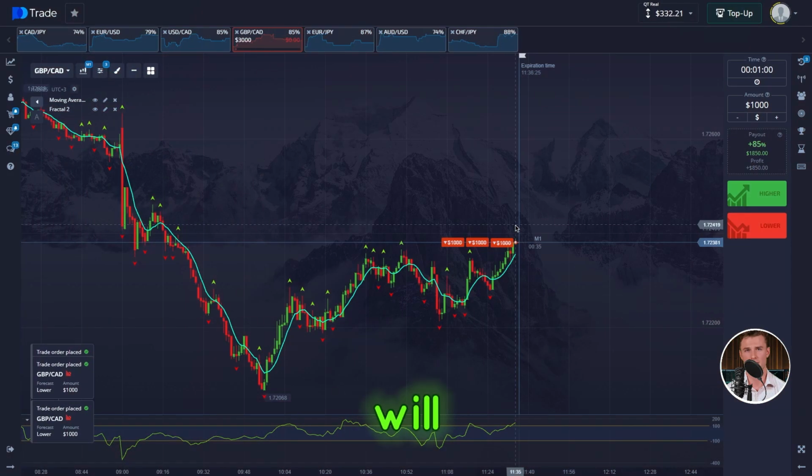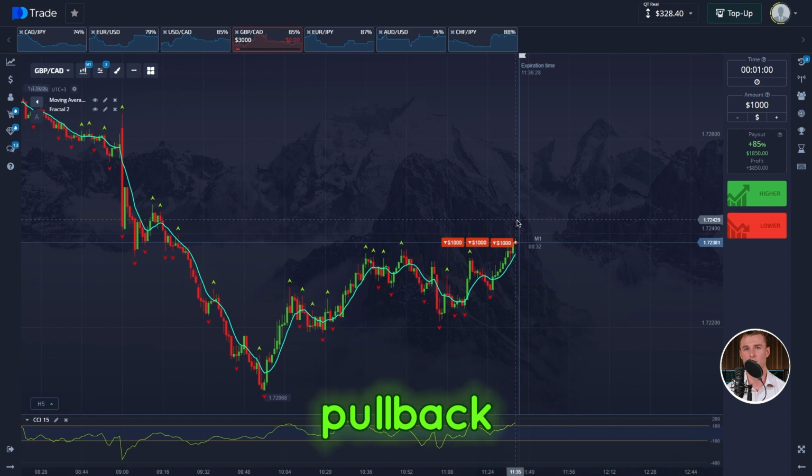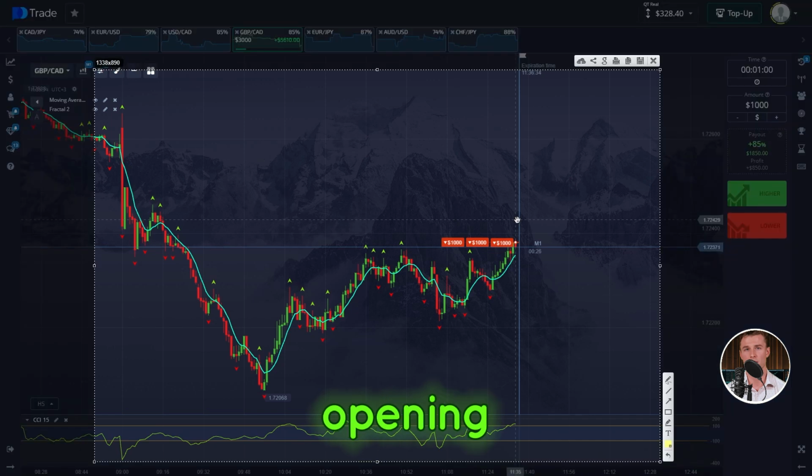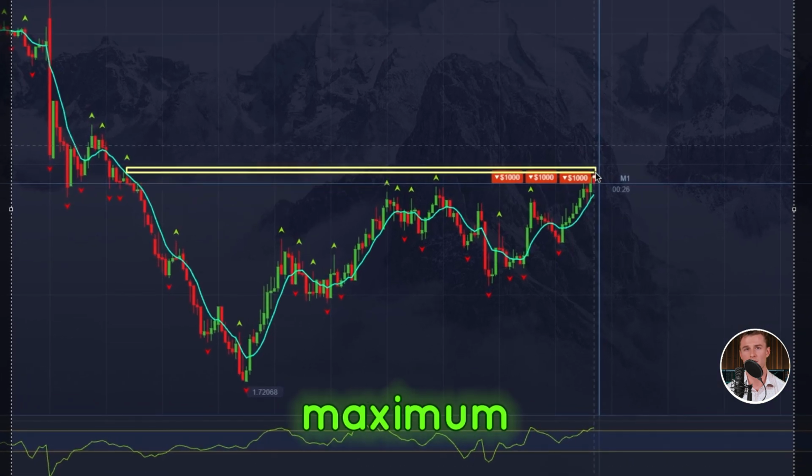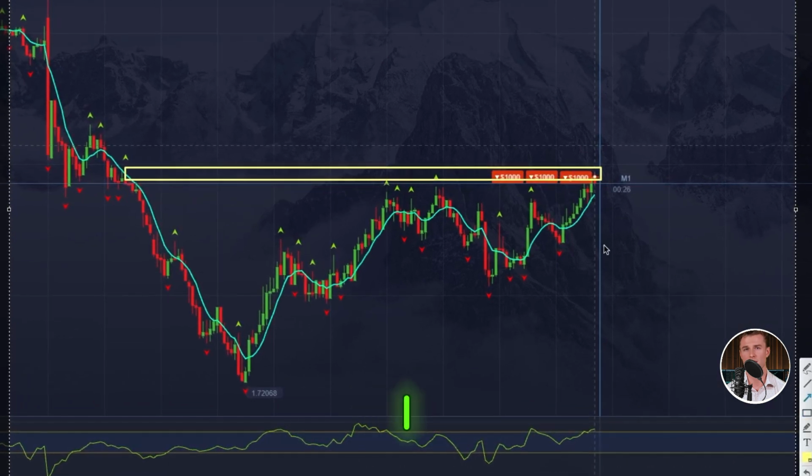Here we will open 3 short trades. We will open in a pullback of the price, touching the resistance areas happening here. We have a good opening point. We have an update of the price maximum, and I want to see a pullback.